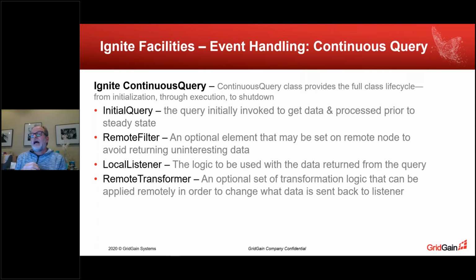So here, the continuous query has four main components. It's the initial query that gets initially invoked to set up what data you are interested in. There's the remote filter that allows you to provide extra predicates on the receiver side or the remote side to say, hey, you asked for all sales in this city, but you know what? Have these expired yet? No, then I don't want to look at them. So the remote filter can exclude some things in addition to your query. And then the local listener is the logic you want to apply when you receive events from the cluster. And then there is a remote transformer. So if you want to enrich your events, you can do that as well.